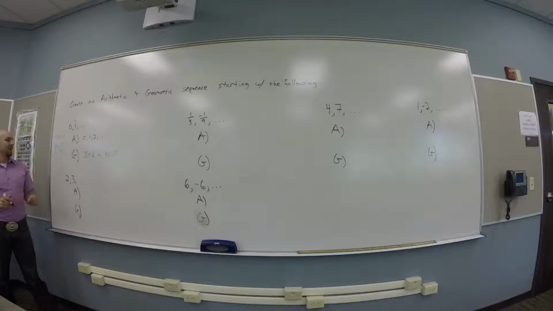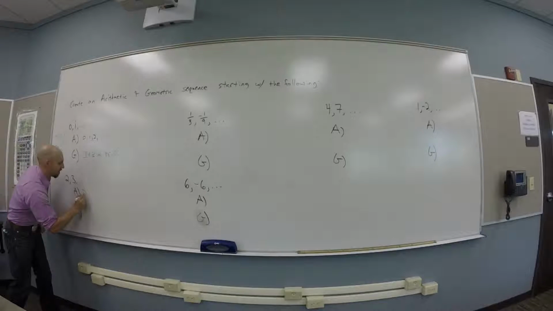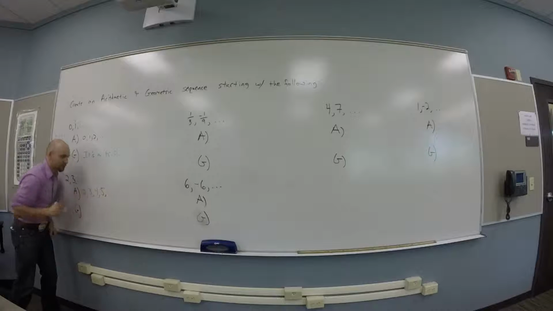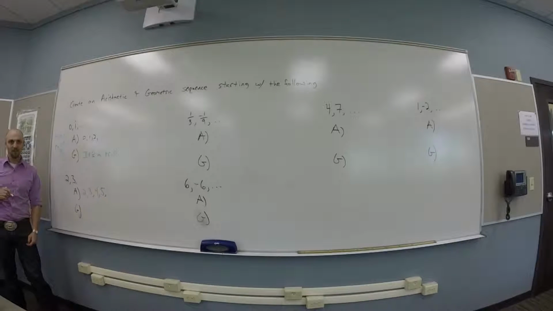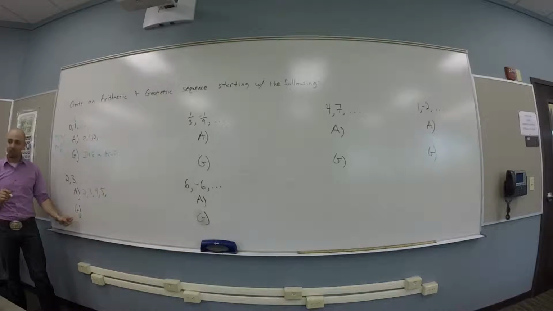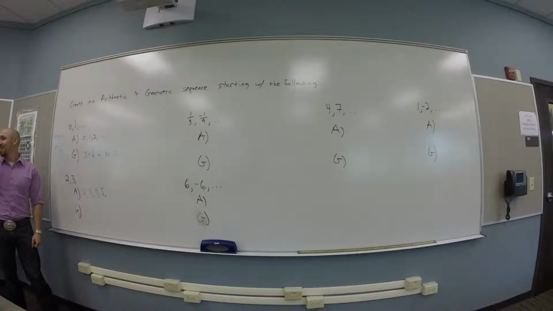Okay. So lonely. How about 2 and 3? So 2, 3, 4, 5 for the arithmetic one, right? Okay, so then we're counting again. And geometrically, yes, you can. You do multiply it by 1.5.